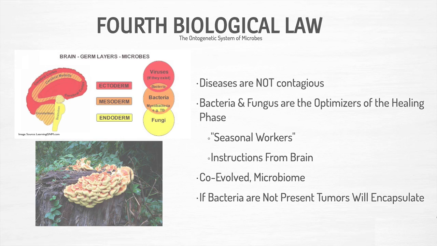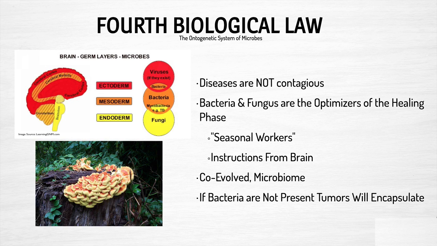The fourth biological law, again, we saw at play with the tubercular bacteria breaking down the thyroid gland tumor. Remember, diseases are not contagious. Bacteria and fungus are optimizers of the healing phase. They are seasonal workers. They hang out in our body tissues all of the time, and they are awaiting instructions from the brain to go to work. And so if the bacteria are not present when they're needed, the tumors will encapsulate and the tissue will remain.